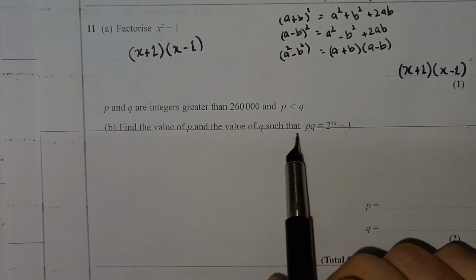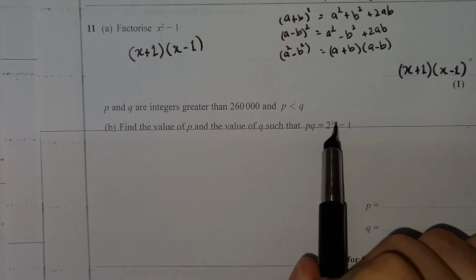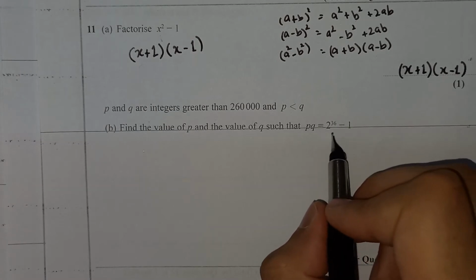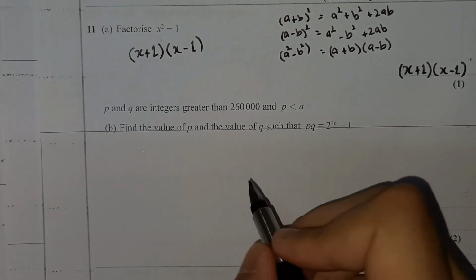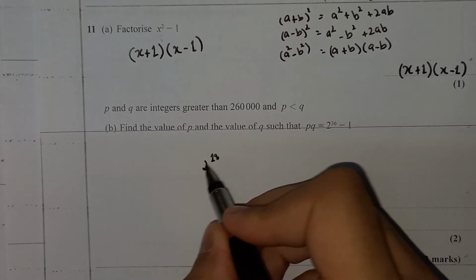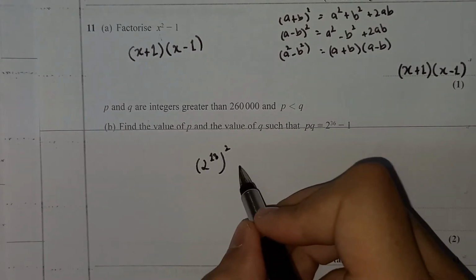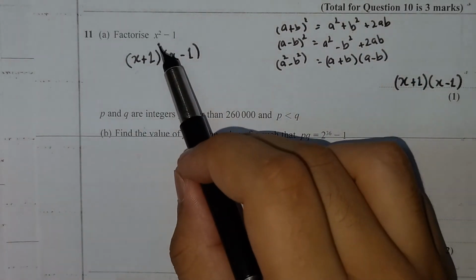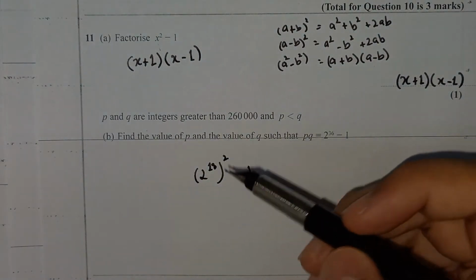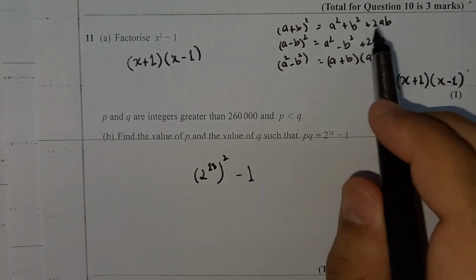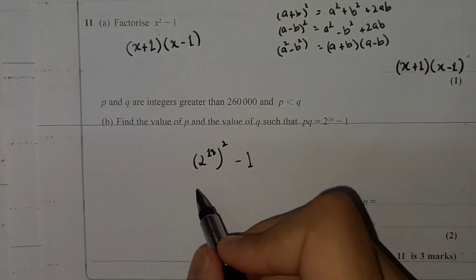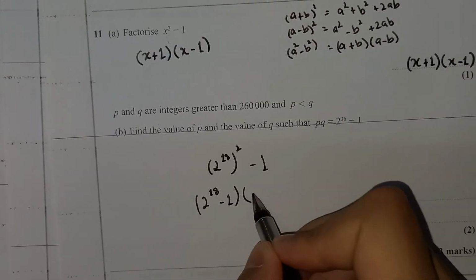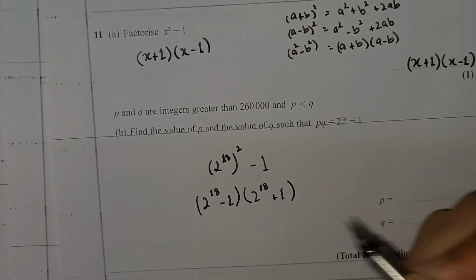So find the value of p and the value of q, and pq is equal to 2 to the power 36 minus 1. First of all, we can just rearrange this equation by saying 2 power 18 whole squared minus 1. So we just made ourselves an equation just like x squared minus 1. Assuming 2 power 18 is x, we can simplify and write 2 power 18 minus 1 times 2 power 18 plus 1.